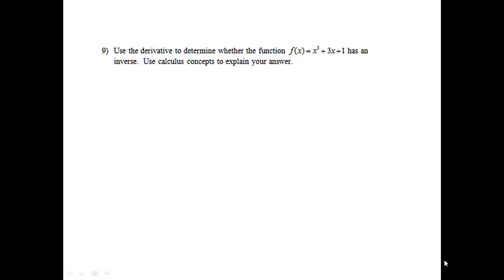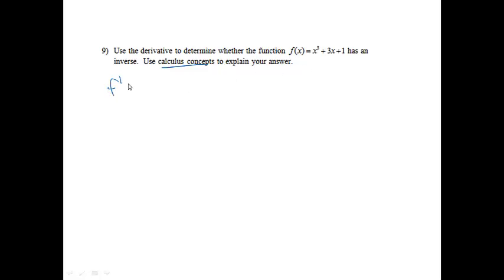Use the derivative to determine whether the function f of x equals x cubed plus 3x plus 1 has an inverse. Use calculus concepts to explain your answer. Well, if you recall from these, we basically want to find out if f is strictly monotonic, meaning that it's always increasing or always decreasing, and we will use a critical number to determine that.